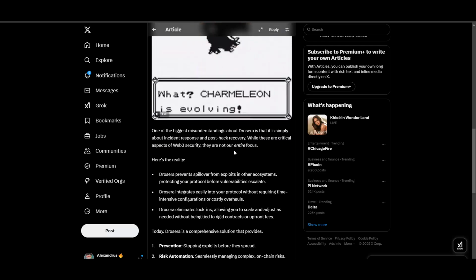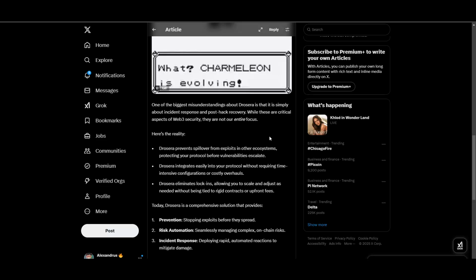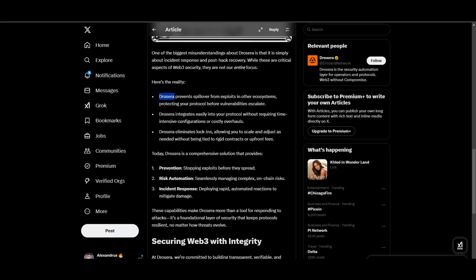One of the biggest misunderstandings about Drosera is that it simply is about incident response and post-hack recovery. While these are critical aspects of Web3 security, they are not our entire focus, because they are obviously more for preventing, right? So that's what they explain here. Here is the reality. Drosera prevents spillover from exploits in other ecosystems, protecting your protocol before vulnerabilities escalate. Drosera integrates easily into your protocol without requiring time-intensive configurations or costly overhauls. And then Drosera eliminates lock-ins, allowing you to scale and adjust as needed without being tied to rigid contracts or upfront fees.